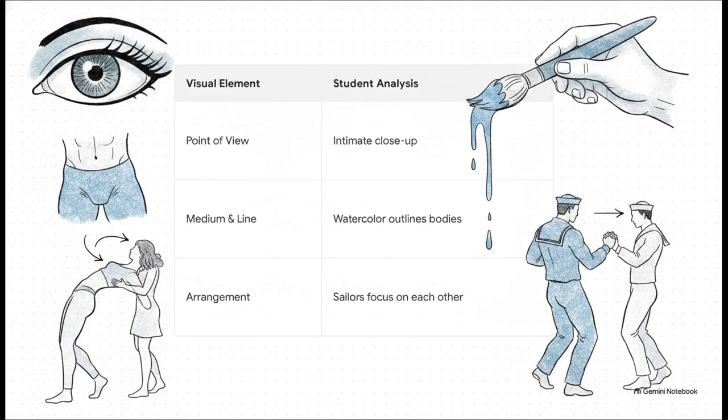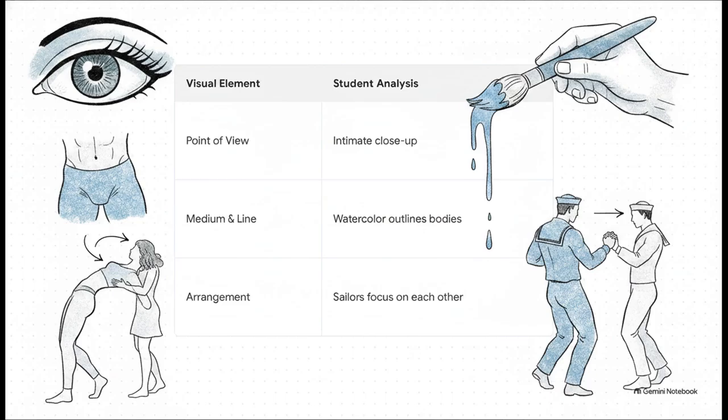First up, point of view. It's this high, intimate close-up where feet and the tops of heads are actually cropped out. It almost makes you, the audience, feel like you're intruding on a private moment. Second, medium and line. Demuth uses watercolor to outline the bodies, creating a texture that makes the uniform pants appear super tight, almost transparent, really emphasizing the men's musculature.